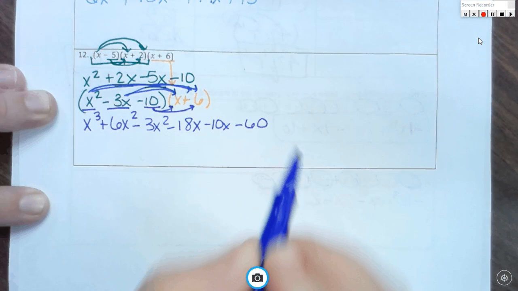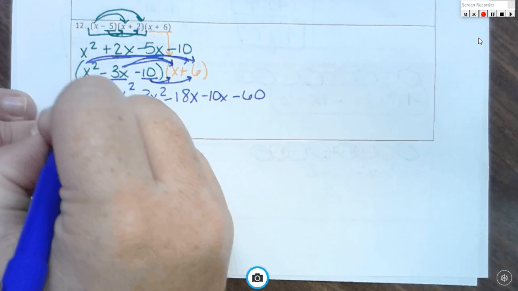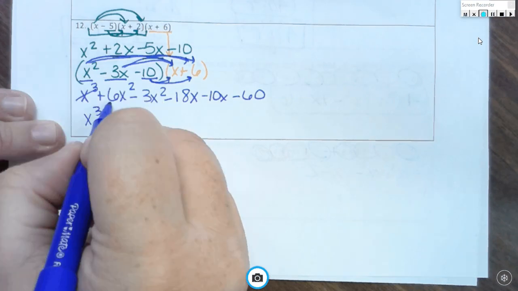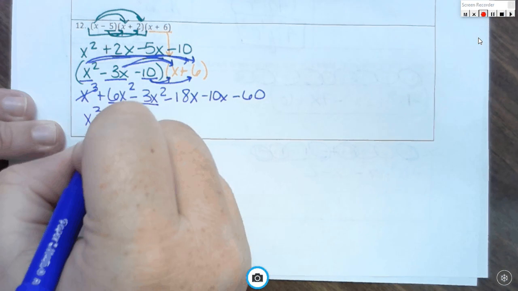So now it's just a matter of combining our like terms. So we have x to the third. Done with that. 6x squared and negative 3x squared gives me positive 3x squared.